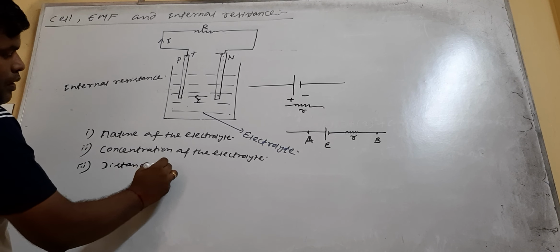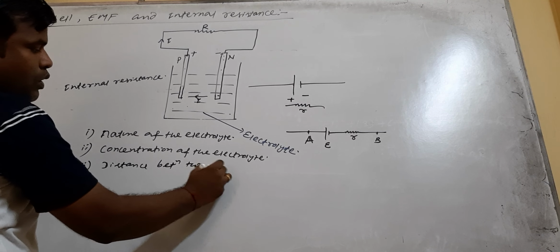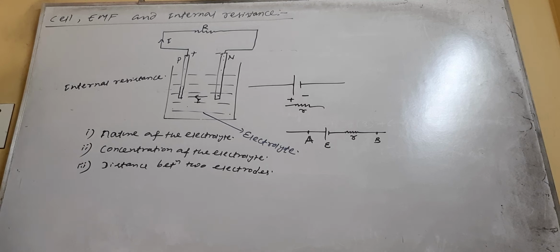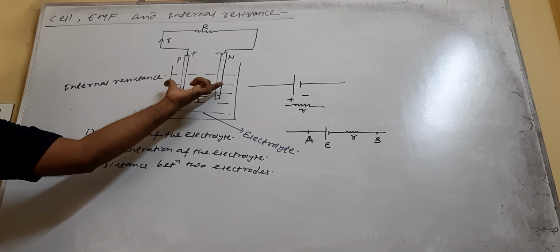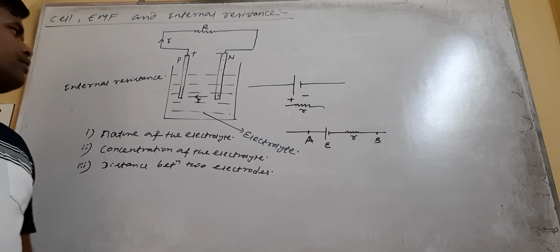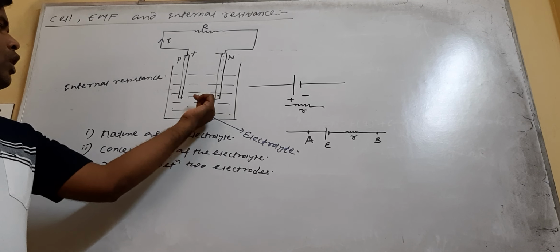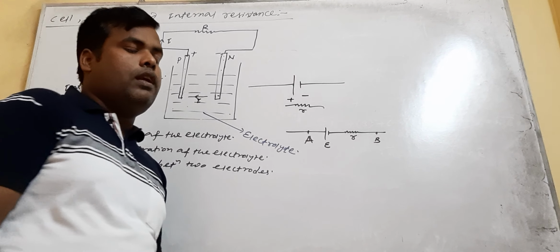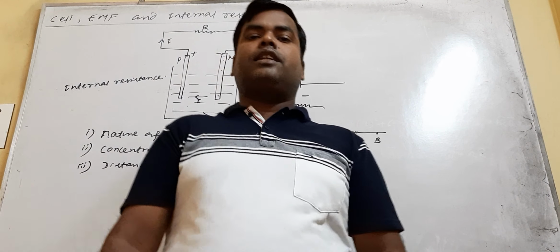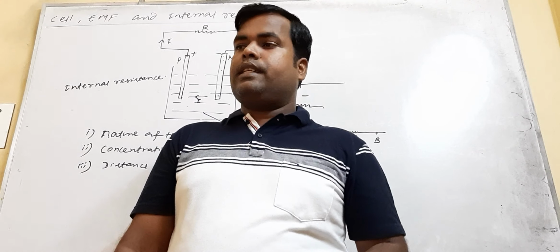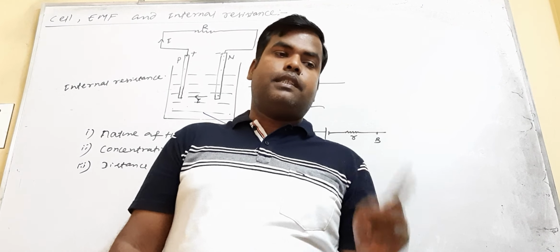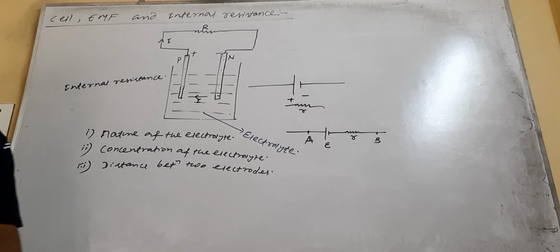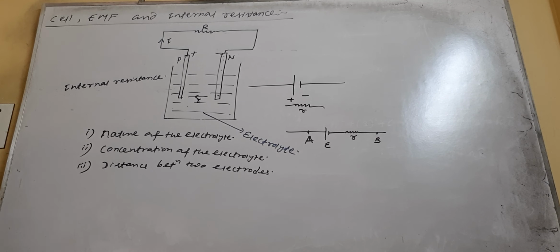Distance between two electrodes. If the distance between the two electrodes is more, the current has to pass through more length of the electrolyte. So definitely internal resistance will increase. So the internal resistance of a cell is directly proportional to the distance between the two electrodes of the cell.